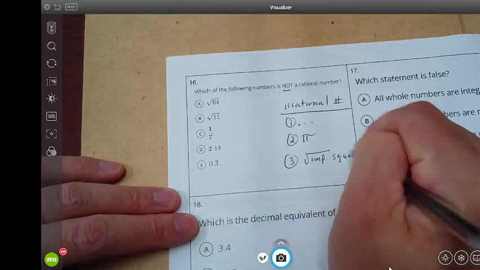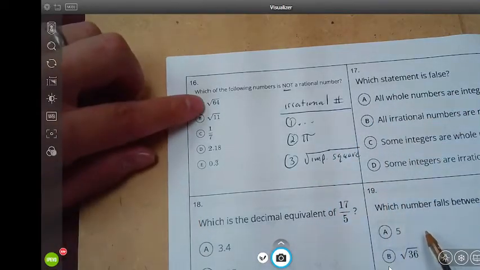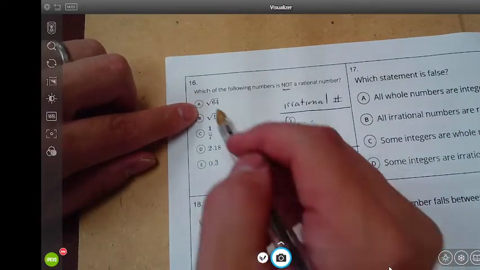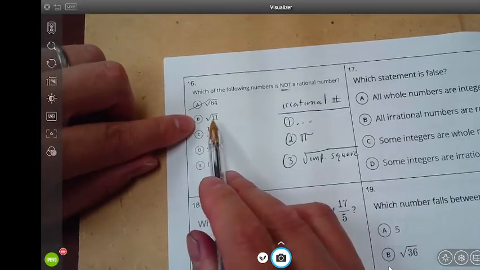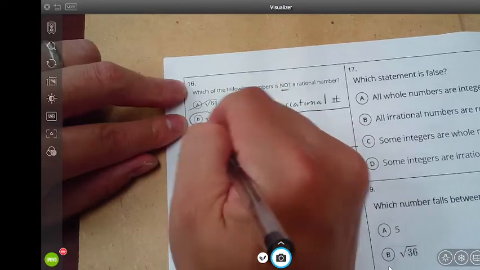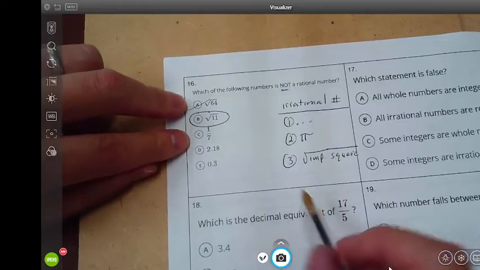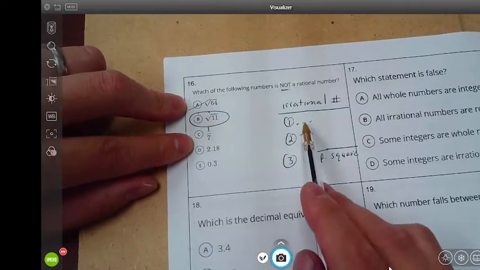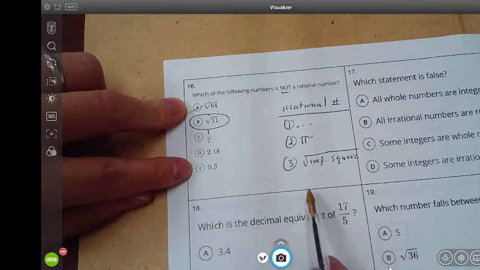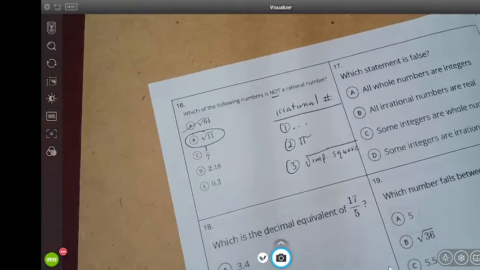Three visual indicators. All right, so square root of 64, that's a perfect square. We don't want to choose that. Square root of 11, hey, 11 is an imperfect square. We want to choose that one. And then we don't see any of these other visual indicators. Okay, so just the square root of 11.